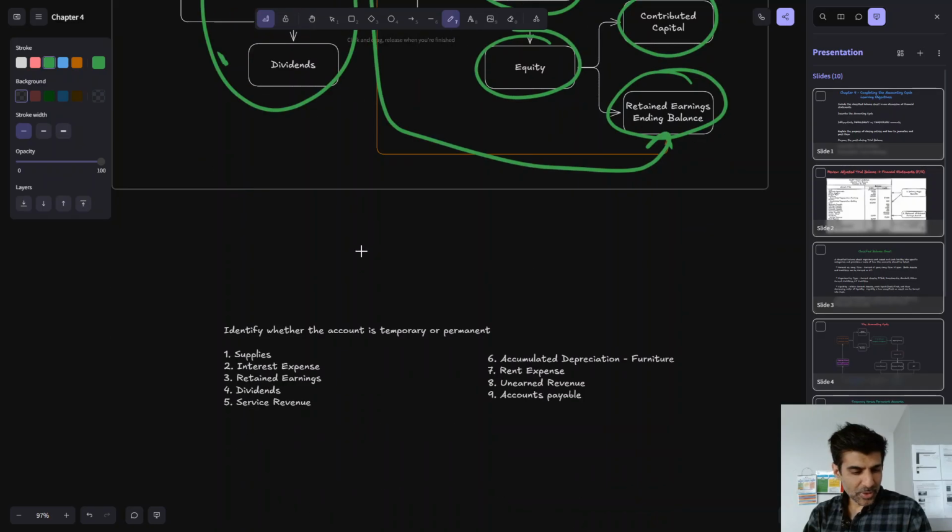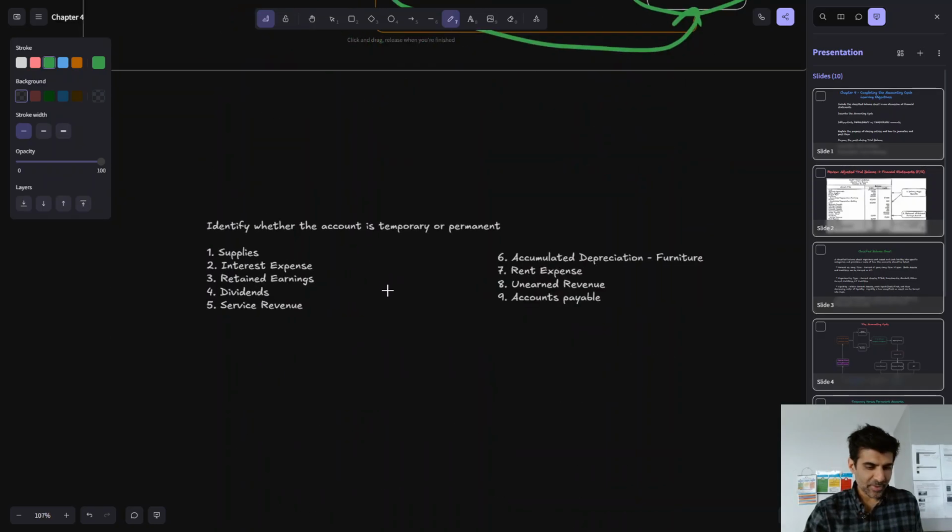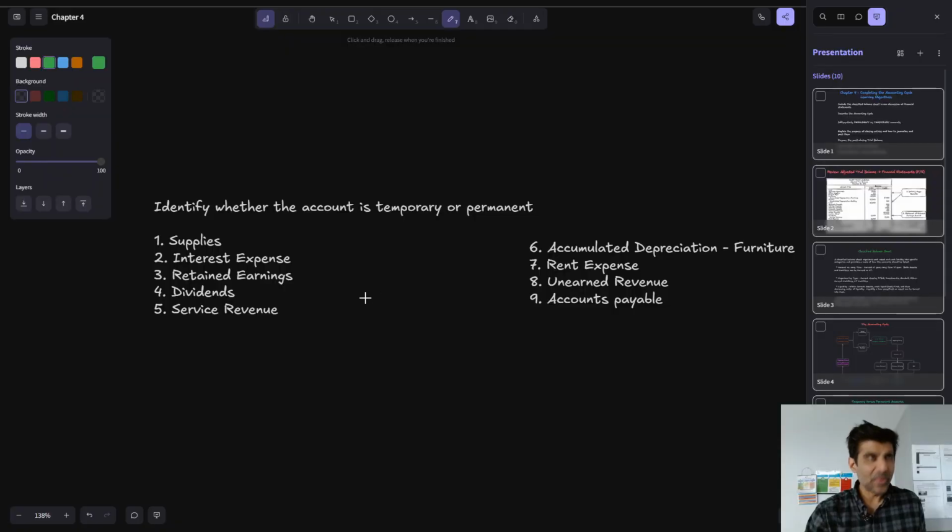So let's take 5 minutes and go through this. You can take a little break too if you need to go to the bathroom. This should be easy. You're just going to identify whether these accounts are temporary or permanent. So take a minute, see if you can do that.